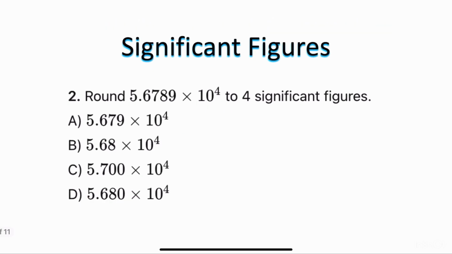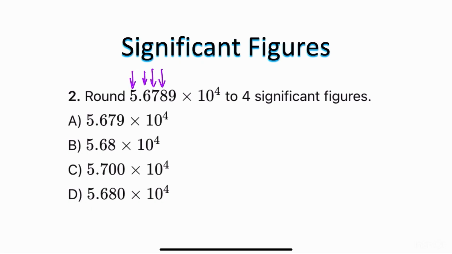Number 2, round 5.6789 times 10 to the 4th to 4 significant figures. This is written in scientific notation. Notice that all of the answers are in scientific notation, which means that we just have to look to see 4 significant figures. So 1, 2, 3, and 4.